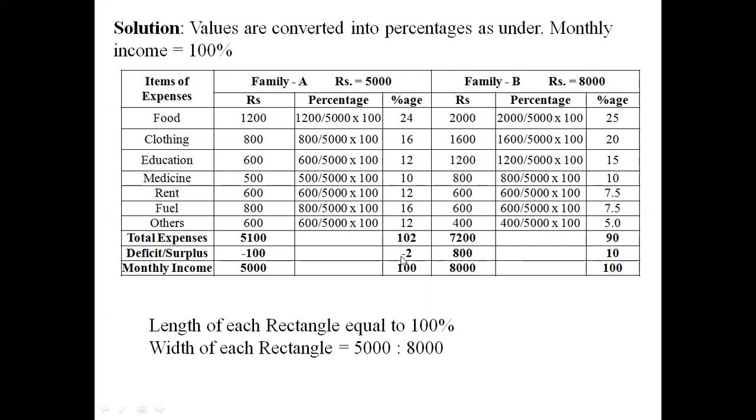So this is the first family expenditure. Similarly, second family expenditure, what is the total amount?